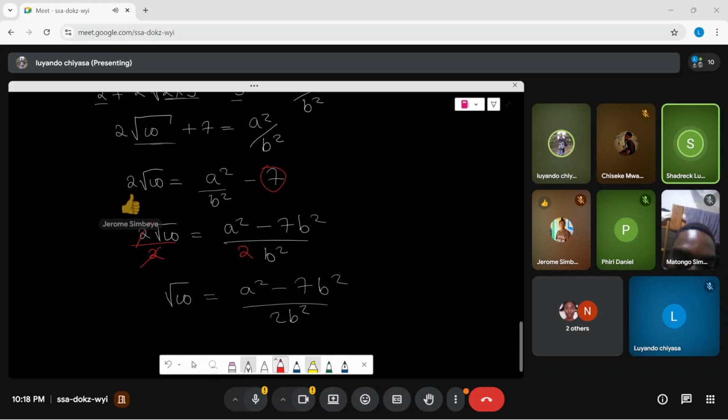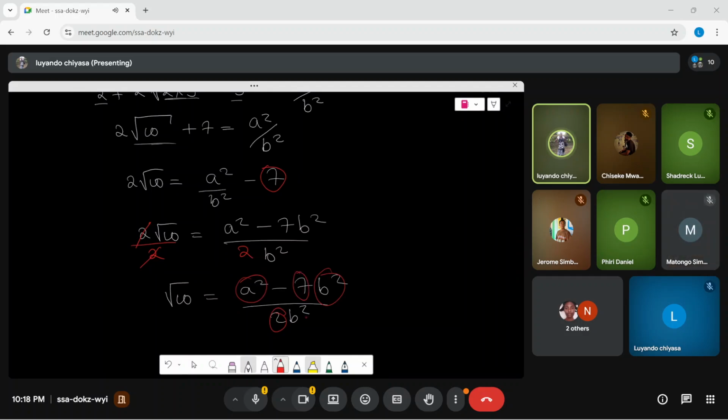We know that 7 is rational. We know that 2 is rational. We know that a squared is rational. We know that b squared is rational. Like I've said, 7 is rational. In short, everything here is what? Rational. You understand?